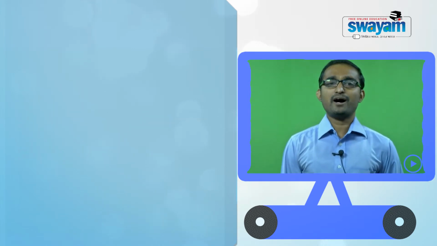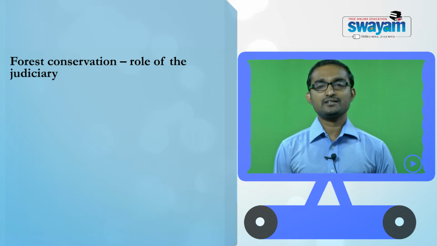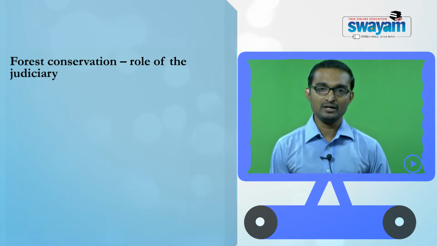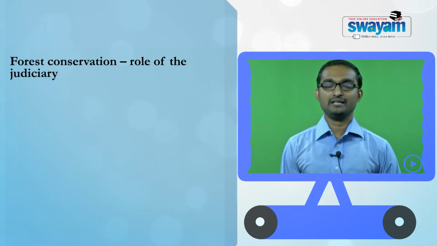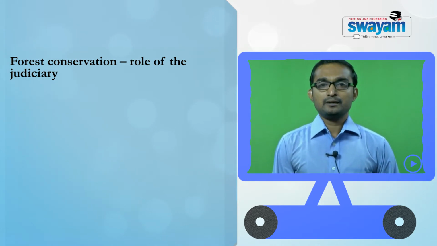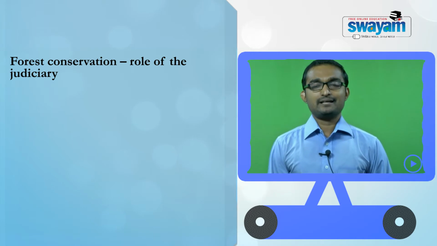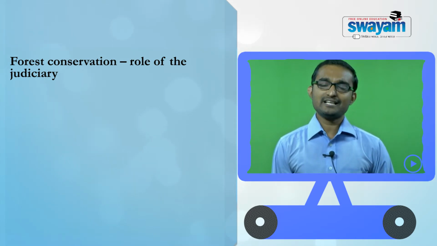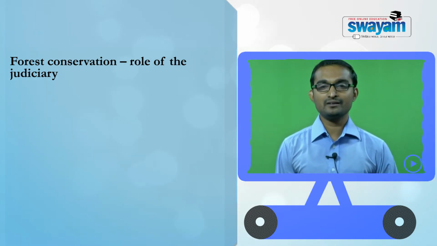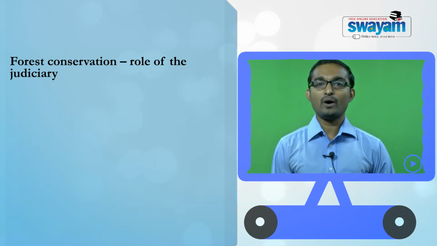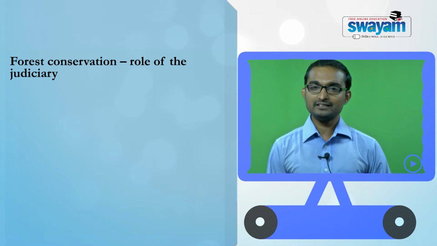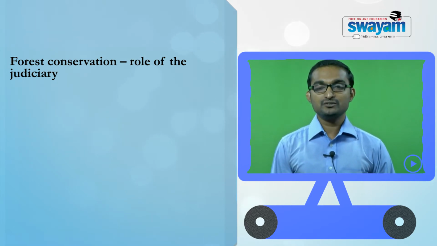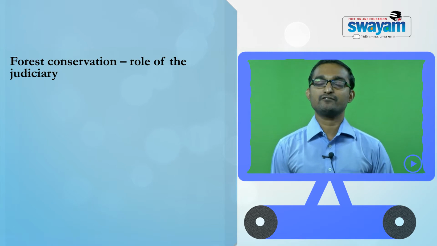Now the major third part of this module is forest conservation and what kind of role the Indian judiciary has played in terms of shaping forest laws in India. To summarize, the judiciary has been playing critical, significant roles in shaping or widening the scope of forest laws or shaping new rules. For example, let us take the example of how the judiciary has widened the scope of Indian forest laws.